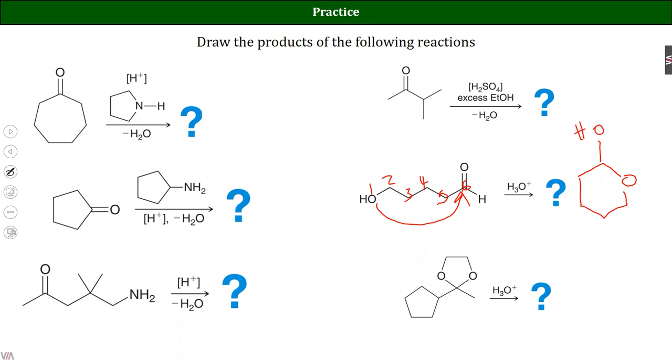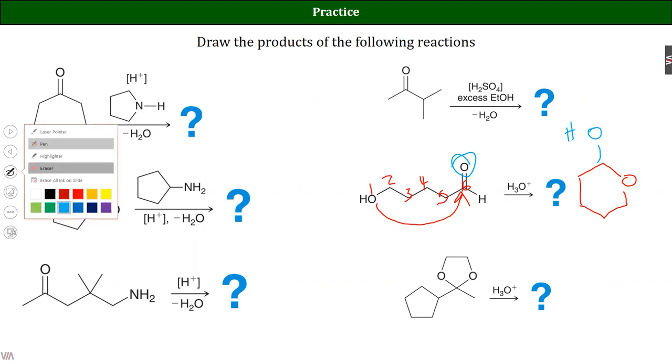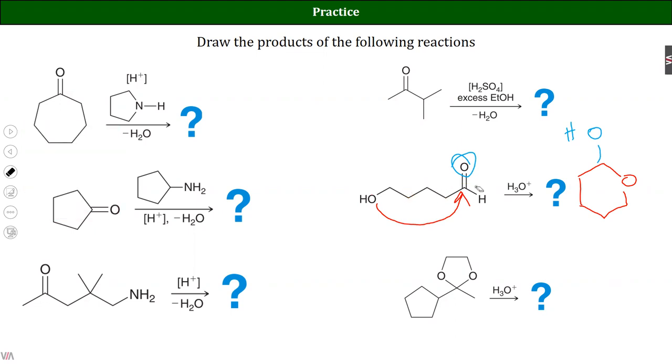And then that oxygen that I drew, let me change the color on it. The OH at the top, blue oxygen, was the aldehyde oxygen, was the carbonyl oxygen. So by having your alcohol attack the carbonyl carbon, form a cyclic ether, and in doing so, convert that aldehyde to an OH. And so that's a hemiacetal, and it stops there.